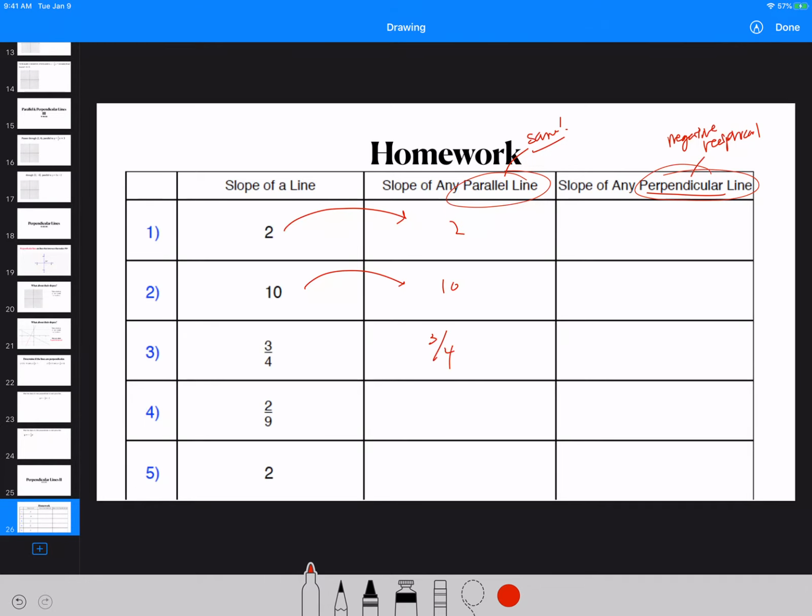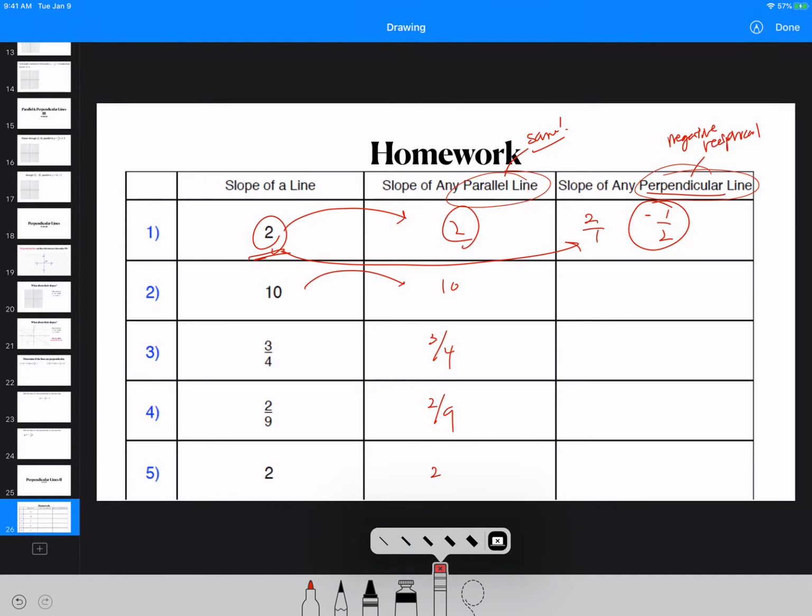So for any parallel lines, you're just gonna copy and paste all of the slopes. If the slope of a given line is 2, then the slope of any line parallel to that must also be 2. That's going to be standard for everything. Now, if I'm given a slope of 2 and I ask you to write down a perpendicular line, I always want to see the 2 as 2 over 1. You flip it around and put a negative sign in front of it. So you're going to get the negative reciprocal slope of the first given slope.